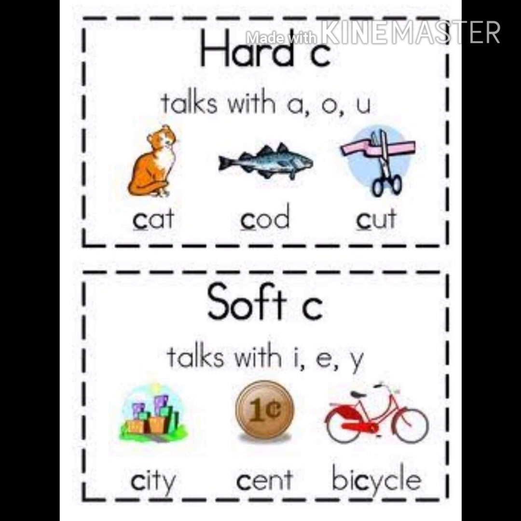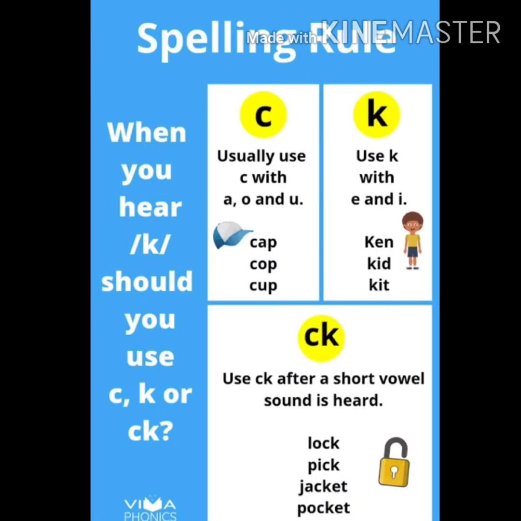With A and O and U, we pronounce it K, like cat, cot. With letters like I, E, and Y, we pronounce it S, like city, scent, bicycle. We also find K sound with the letter K, like in kid or kit, and we find it too with CK, like jacket, locket, pocket, lock, pick, and so on.